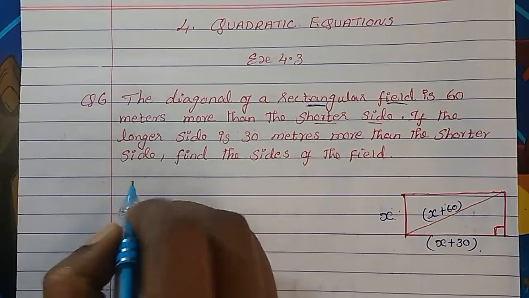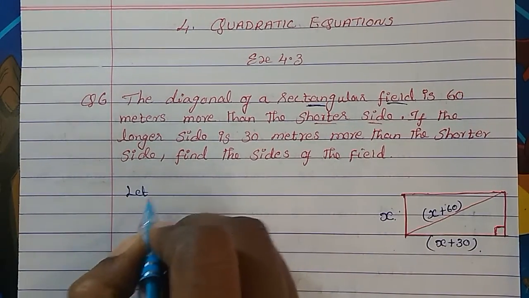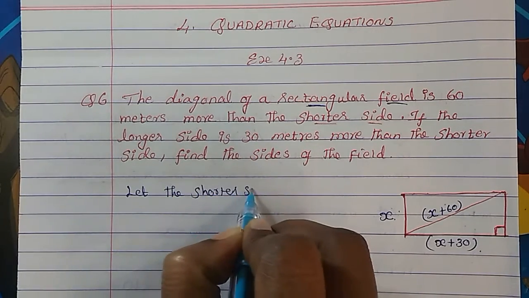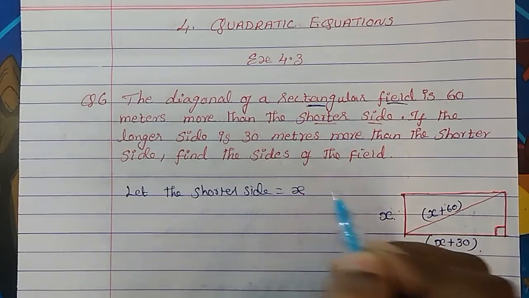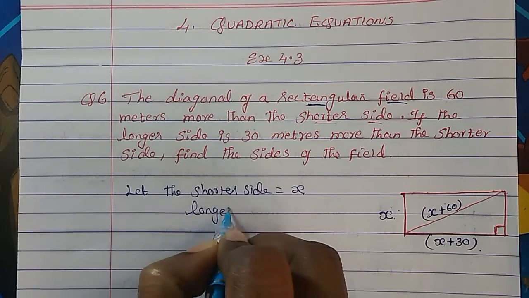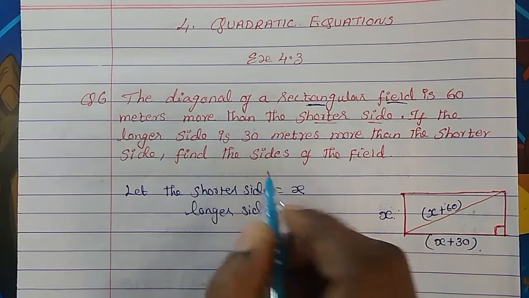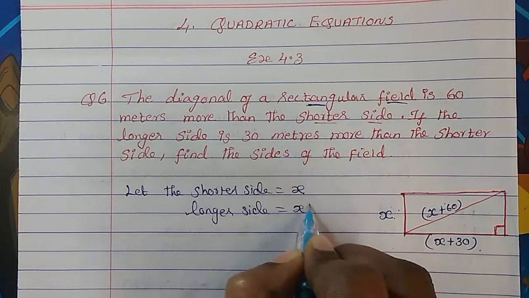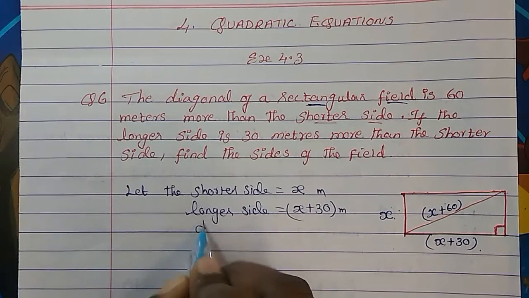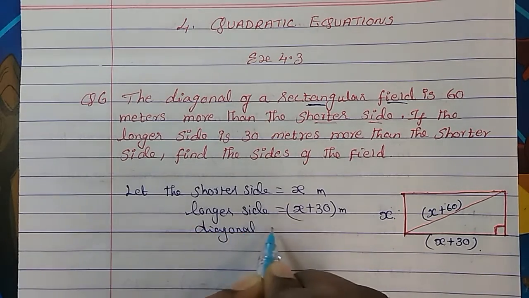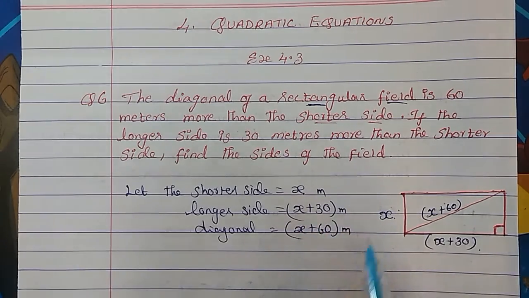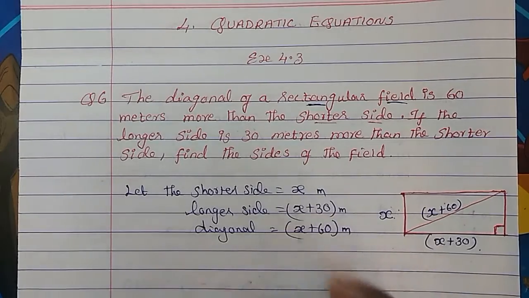So let's begin. Let the shorter side be x. Then the longer side is what? This is the longer side, that is x plus 30, in meters. Then the diagonal is x plus 60 meters. So we have to find all these sides.